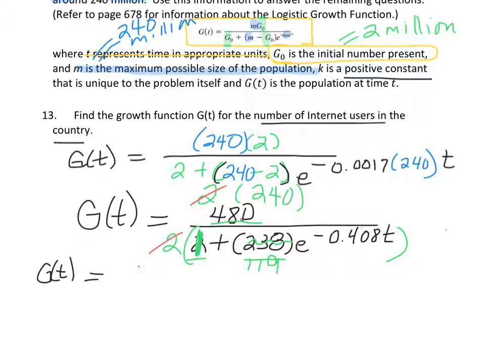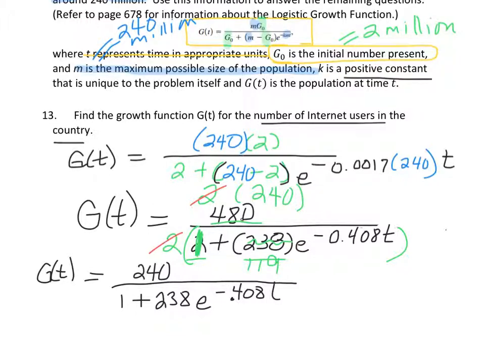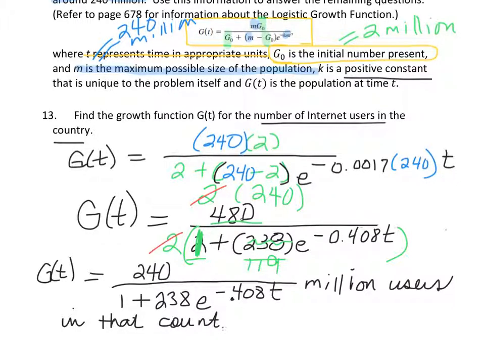G of T is equal to 240 over 1 plus 238 e to the negative 0.408 t million users in that country t years after 1990. And so that's the function that we're going to need.